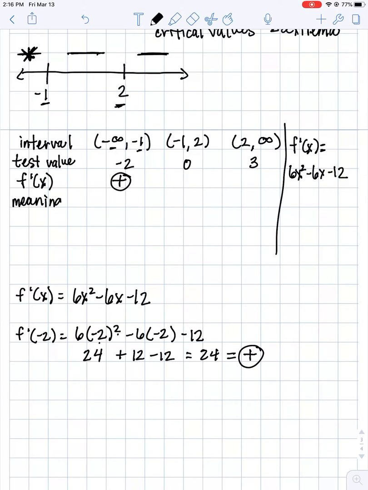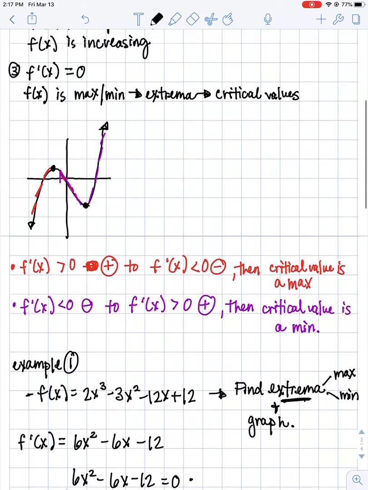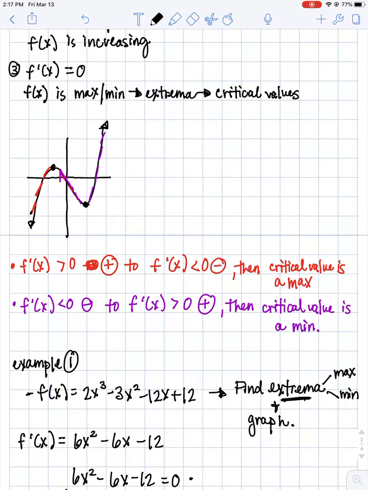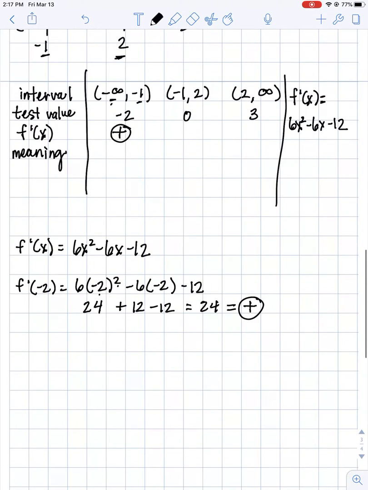The meaning. That's the fourth thing of my chart. Because the number was positive, that means in this interval from negative infinity to negative 1, the derivative is positive. And if you go back up here, guys, whenever the derivative was positive, the graph was increasing. So that means if the derivative is positive, f is increasing.